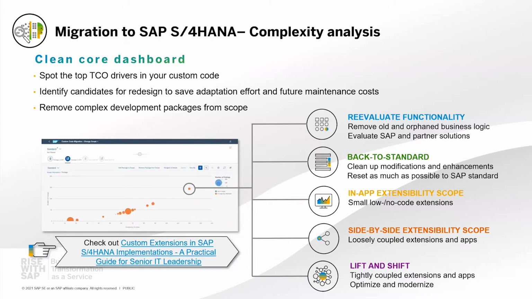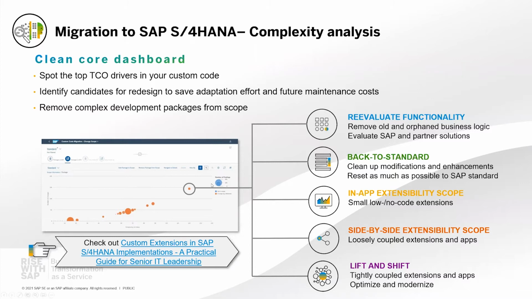After you have defined your complex custom code developments, the next step is to review them. And the review procedure of your custom code should include the following steps. First, you need to evaluate functionality. So reconfirm with the business if this functionality is needed for the business, and remove old and unused business logic, or evaluate SAP and partner solutions. Also, we recommend to set as much back to standard as possible and clean up your modifications and enhancements, and evaluate if the same functionality can be achieved using an app or side-by-side extensibility. And of course, the remaining part of the custom code can be lifted and shifted to the new S/4HANA system.